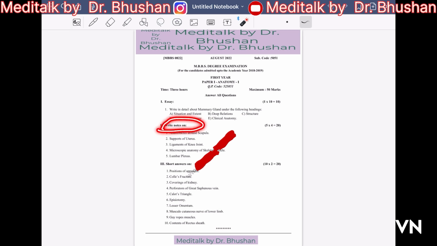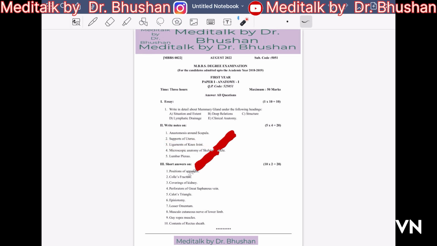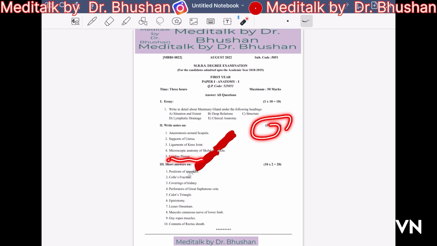Write notes on anastomosis around the scapula, support of uterus, ligament of knee joint, microscopic anatomy of skeletal muscle, microscopic anatomy of lumbar plexus. This is 4 marks each, 5 questions for 20 marks.